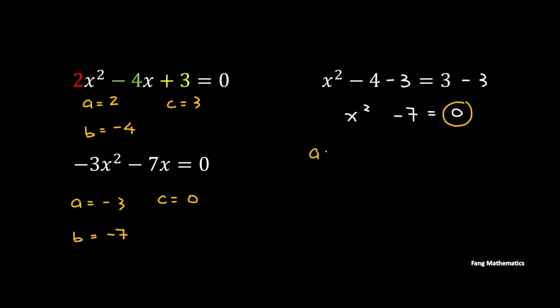We now can label A, B, and C because on the right is a 0. So A is equal to 1, an invisible 1, and B is 0. There is no x, so B is 0. We have C. C is -7.